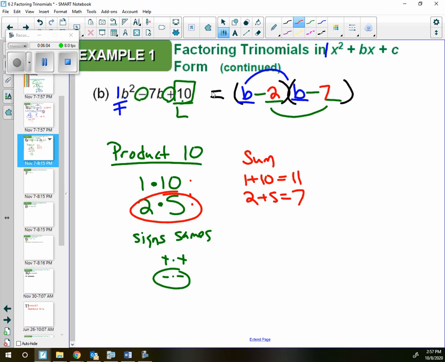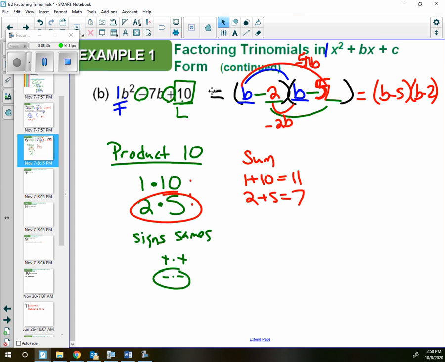So remember, on our outsides here, that would be a negative 5b. Insides, we get a negative 2b, which adds to negative 7b when I put them together. So b minus 2 and then b minus 5. And again, we could go in the other order if we wanted to. That would be just fine because it's just switching the order of the binomials.